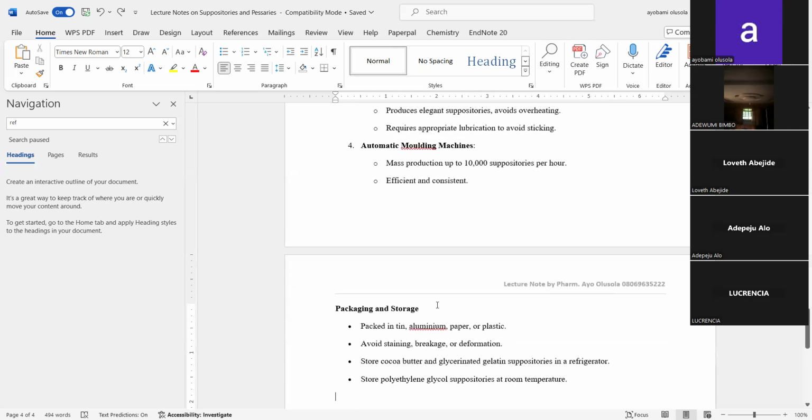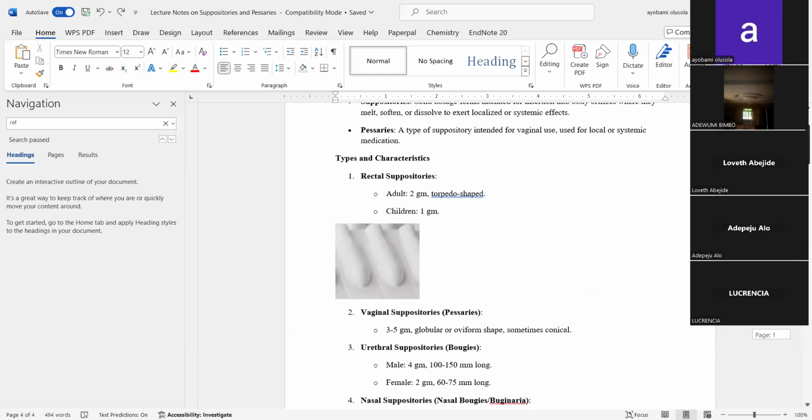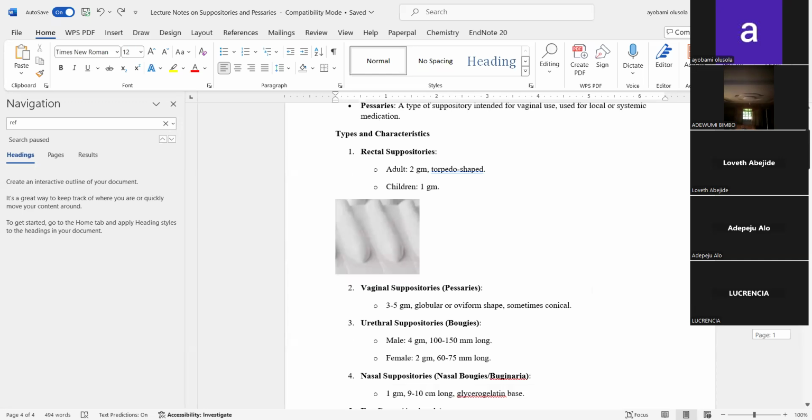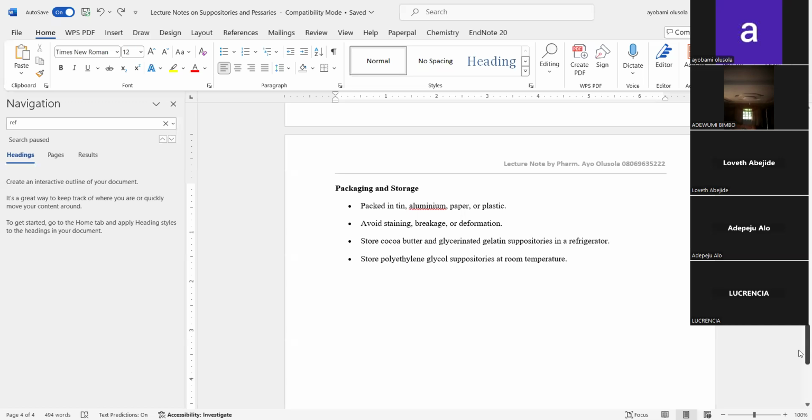And also, how do you package your suppository? They are usually packaged using aluminum, paper, or plastic. If you check this one, the packaging here is plastic. So usually we use tin, aluminum, paper, plastic.